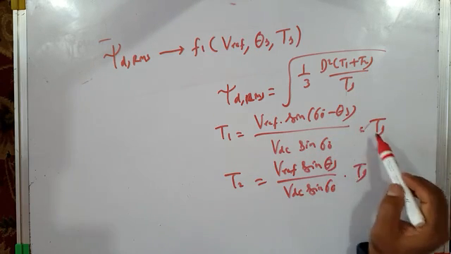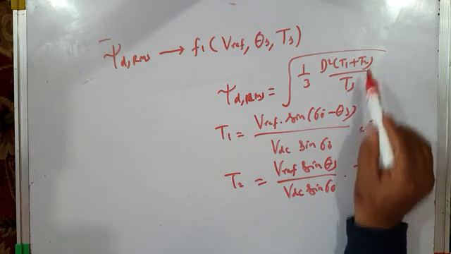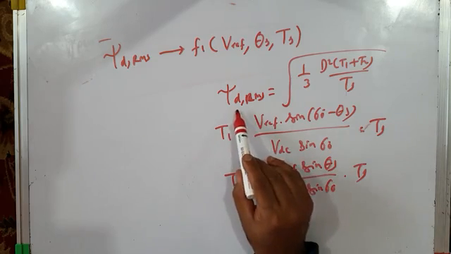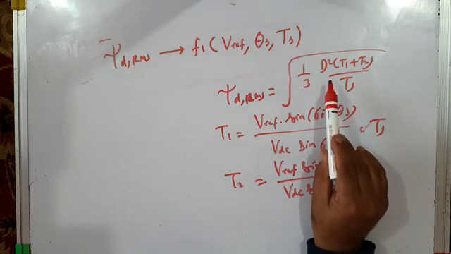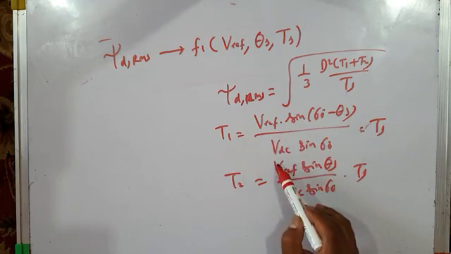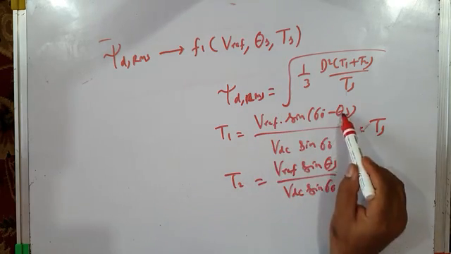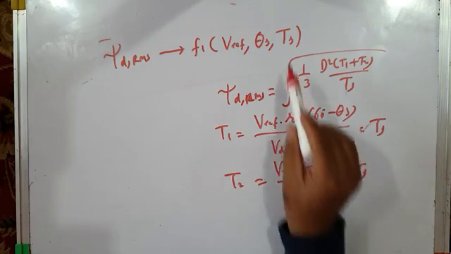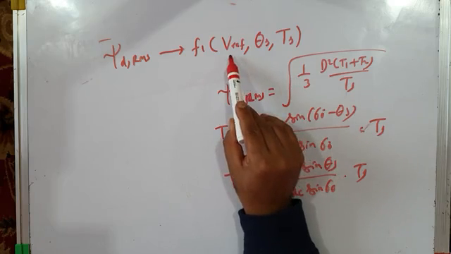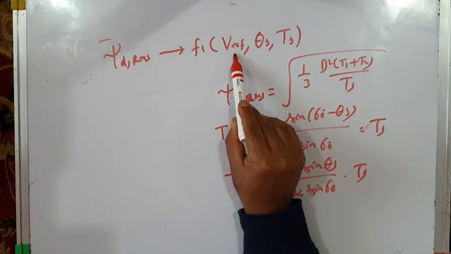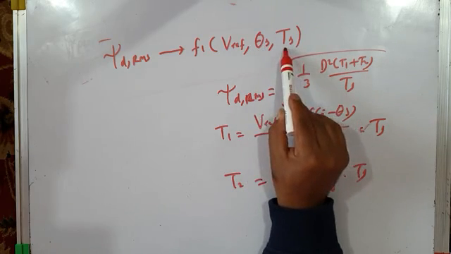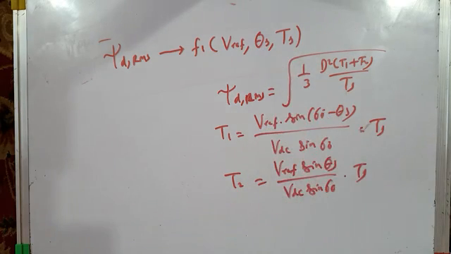Now t1 is a function of Vref and ts, t2 is also a function of Vref and ts. So now therefore psi d RMS is a function of Vref, because Vref is there in these equations. It's also a function of theta s, because theta s is also there. It's also a function of ts. It's a function of three parameters: rotating reference vector Vref, spatial angle theta s, and subinterval time ts.